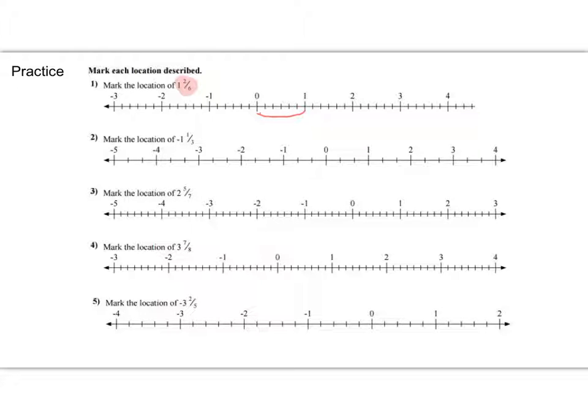So again, I go 1, and I need another 2/6, right? Because there's an extra 1/6 and then another 1/6, so that gives me a total of 2/6. So I'm going to put a dot on that point. Okay, and I'm going to label it as 1 and 2/6. All right, so I want you to pause the video and do 2 through 5, and then come back and check your answers and see how you did.